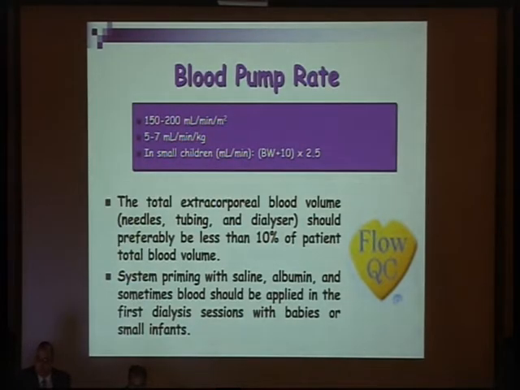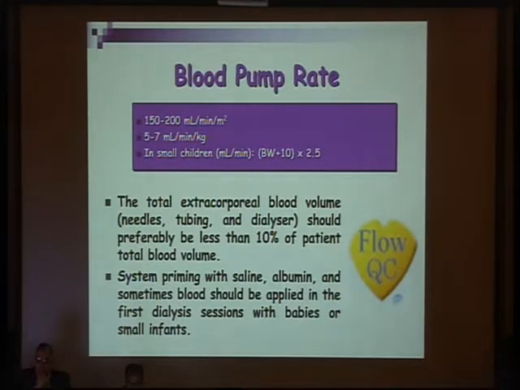As for the pump rate, we always use a pump rate from 5 to 7 ml per kg per minute. In smaller children, we use the following formula: body weight plus 10, multiplied by 2.5. This is for the regular maintenance of hemodialysis, chronic hemodialysis. But the first session is a special situation. Always in the first session, I have to be gentle in doing the hemodialysis. We choose to start with a pump rate lower than 5. We may use a pump rate of just about 3 to 5 in order to avoid hypotension in the first session.